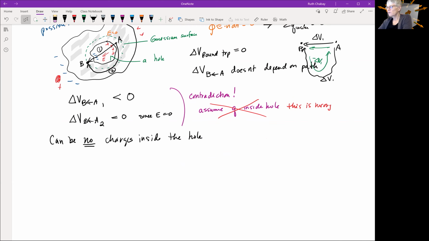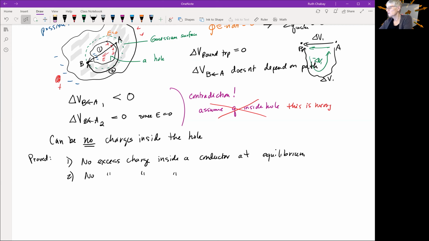So far we've proved two things. One, no excess charge inside a conductor at equilibrium, and two, no excess charge inside a hole in a conductor at equilibrium.